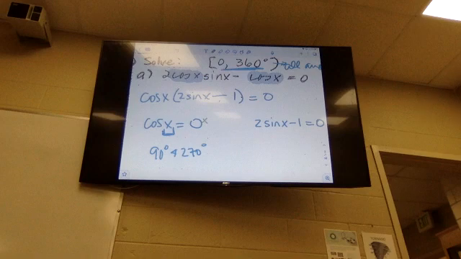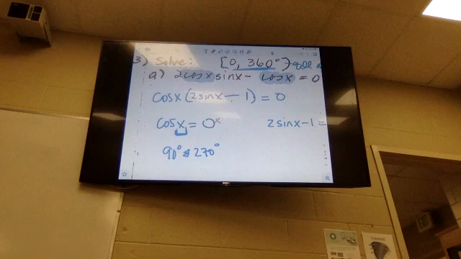That's really all the work that needs to be done right there. X has to equal 90 and 270 in order for my cosine to be 0.